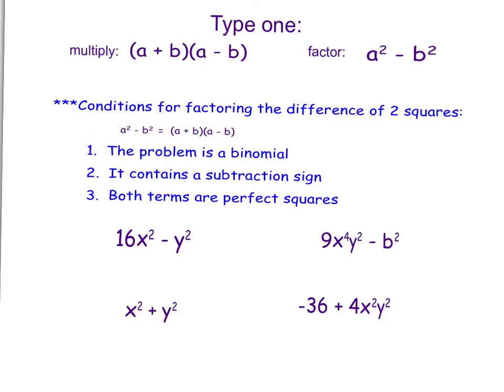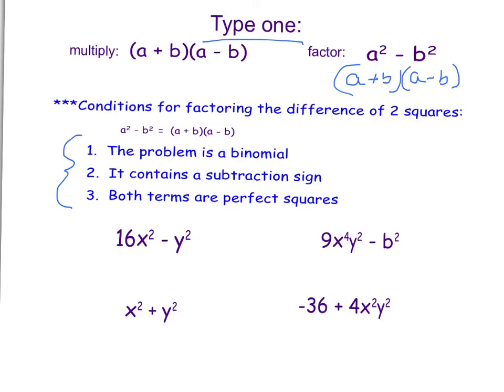So you're going to look at each problem. Is it a binomial? So you come up here, is it a binomial? Yes, check, that works. Does it contain a subtraction sign? It does, so yes, check, that works. And are both terms perfect squares? In this case, they are. So we have to know that we can separate it into this. And again, this is just one of those things that you just have to know. Use the checklist to help you to see if it is a type 1, but you just have to know it. You have to memorize it.